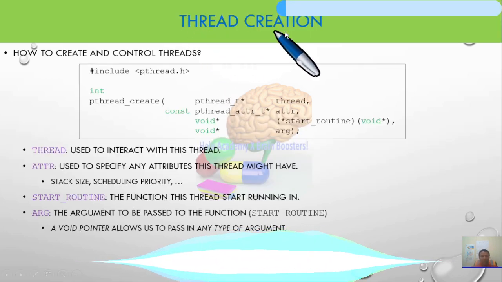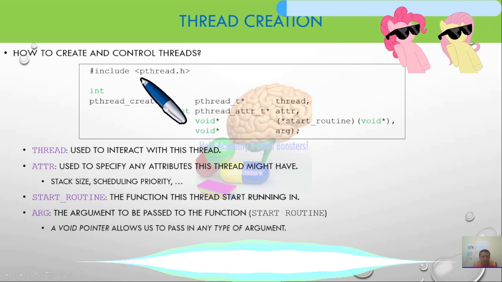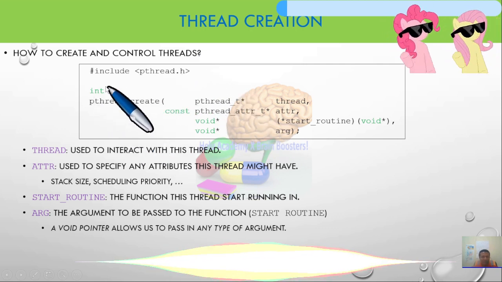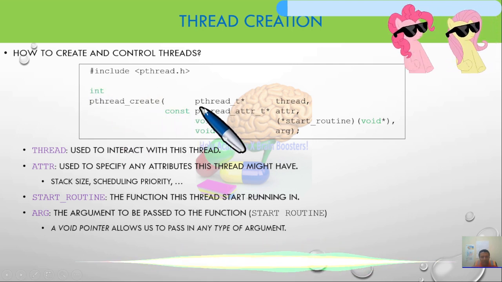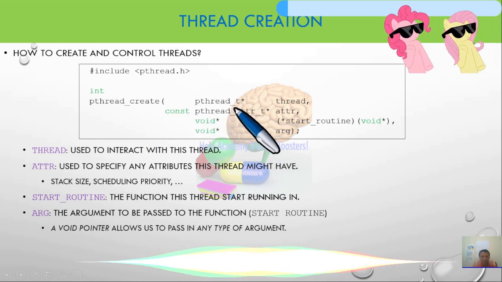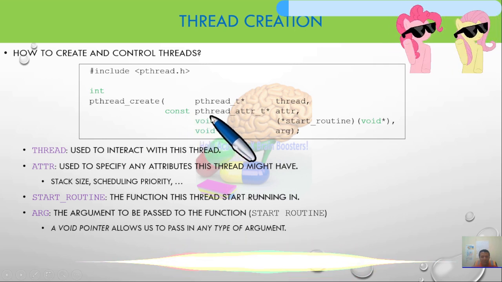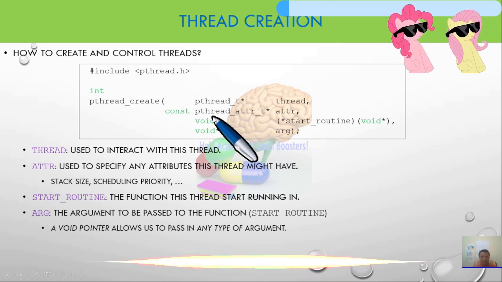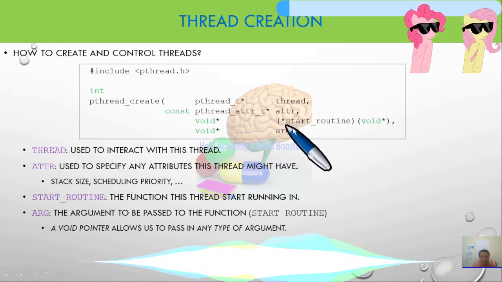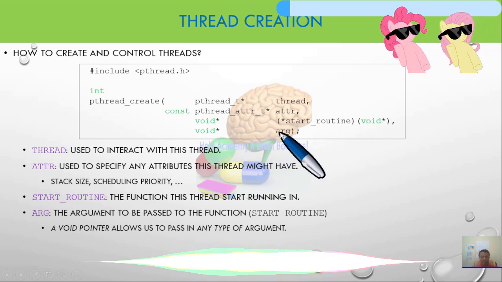The first concept is thread creation, how threads are created. This is the syntax to create and control a thread. As you can see, we have the pthread header and an int function, pthread_create. It takes pthread_t, the thread, then a const pthread_attr_t attribute, then void asterisk start routine, which takes a void, and again a void asterisk arg.